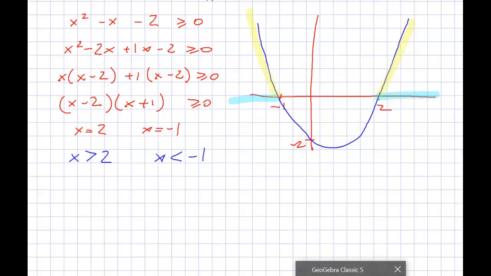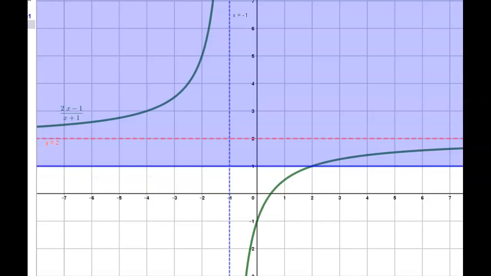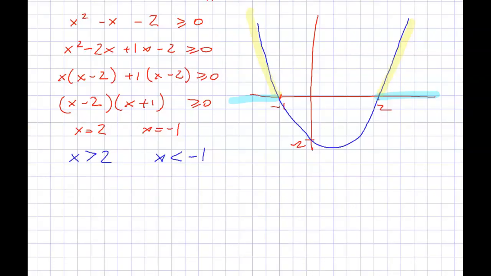And just to go back to that inequality, you'll see here's the example of x being equal to 2. And any x value greater than 2 gives us the curve greater than 1, and likewise any x value less than minus 1 gives us the curve greater than 1. So there's the connection with the original function.